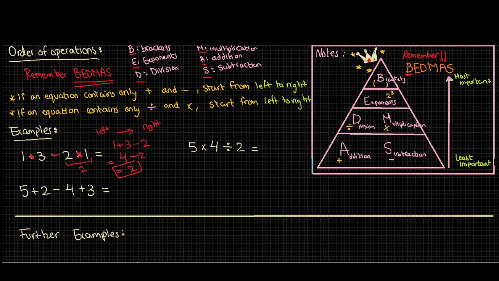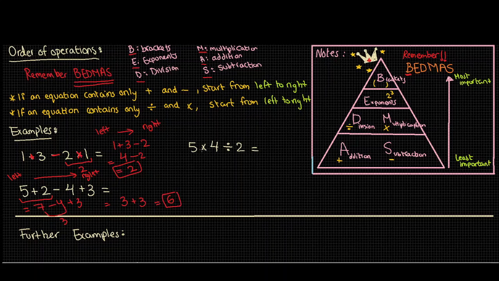Another example here is very similar. We only have addition and subtraction. And since addition and subtraction are of the same importance as the BEDMAS pyramid, I will start from left to right and work my way like that. 5 plus 2 is 7. And then 7 minus 4 plus 3. This is what I end up with. 7 minus 4 is 3. And so I'm left with 3 plus 3, and 3 plus 3 is 6. And this is the answer to this operation.